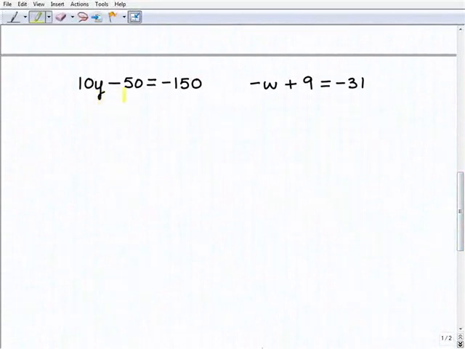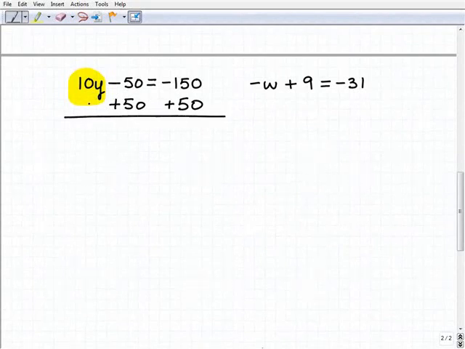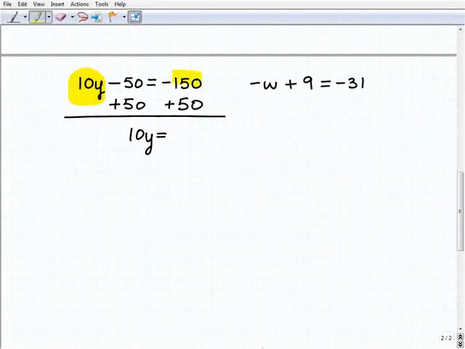We have 10y minus 50 equals negative 150. Here is our variable term. This time I'm going to add 50 to both sides of the equation to isolate that term, 10y. It's to get that 10y part by itself first. When I add down, I get negative 50 plus 50, that's 0. So it just leaves me with that 10y on the left-hand side. And then I've got negative 150 plus 50.